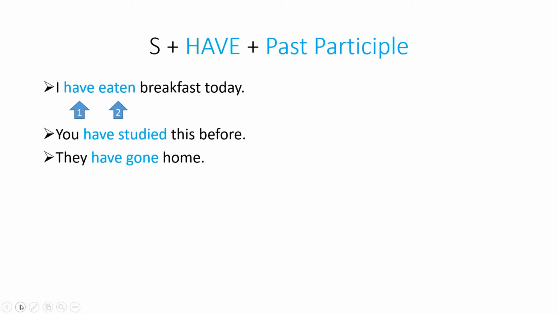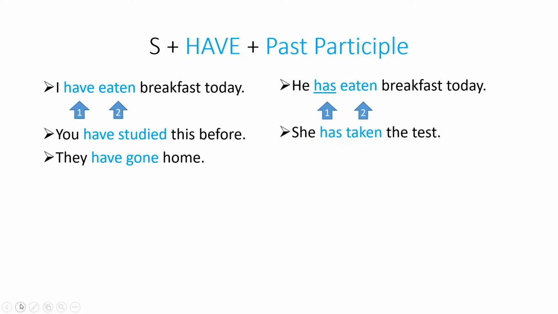Compare this to the third person singular subject he. For example, he has eaten breakfast today. We still need two words to form this tense, but for a singular subject, we must change have to has. He has taken the test. It has rained twice this week.